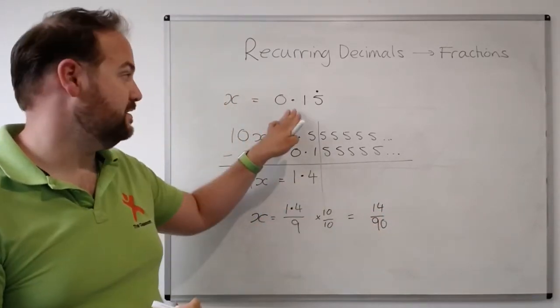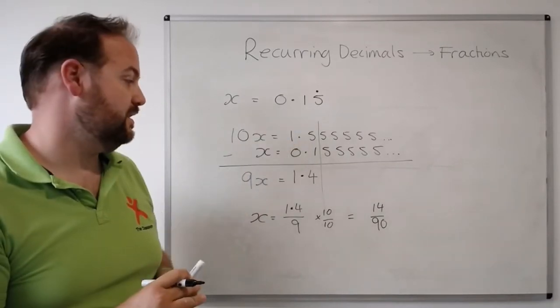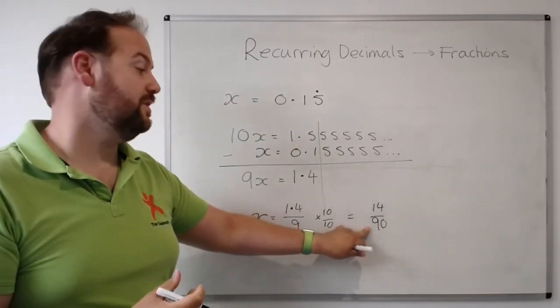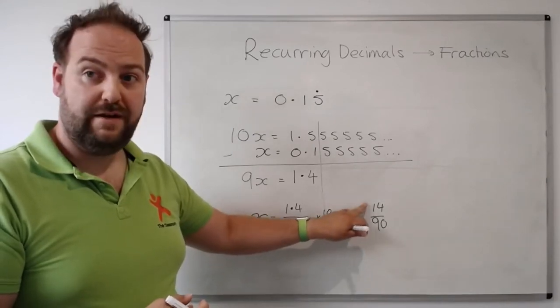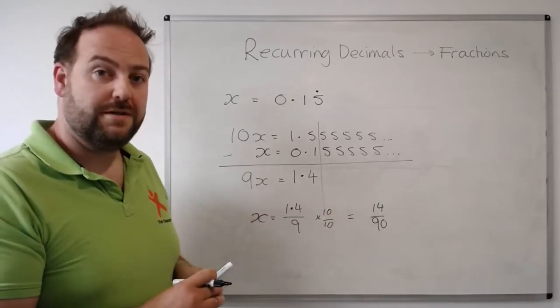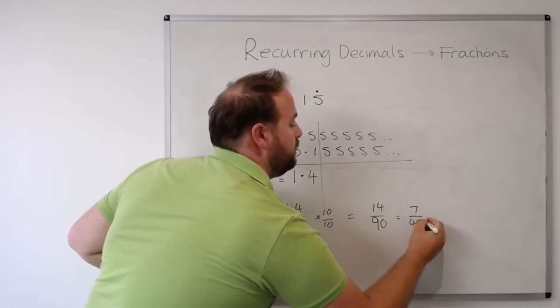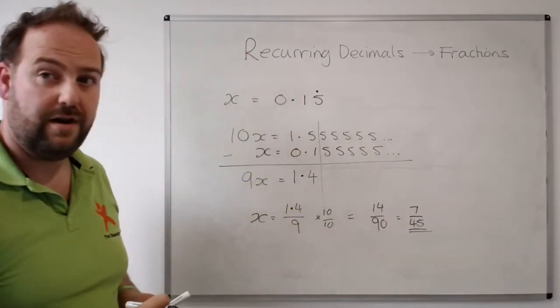That now is the answer for this, with the slight exception that we can still actually simplify this further to a simpler fraction. Both of these numbers are even, so we divide them both by 2. That is 7 over 45. That's the final answer for this question.